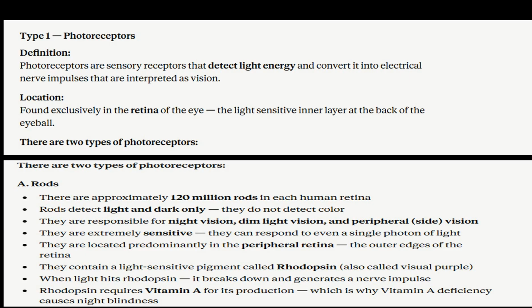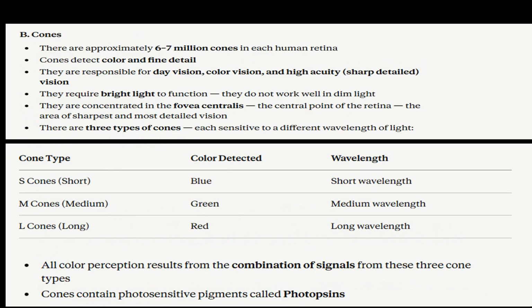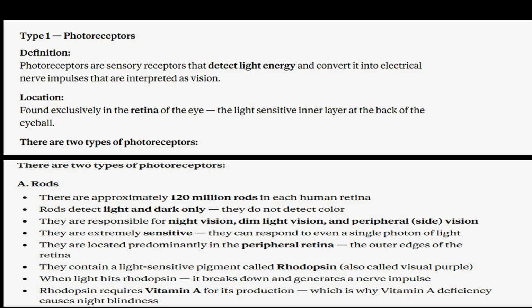Now the question comes, where do these photoreceptors reside? They are found exclusively in the retina of the eye, the light sensitive inner layer at the back of the eyeball. Okay, so that is the retina, right? And if we talk about the types of photoreceptors, there are two types: one is rods and another one is cones. Okay, so let's understand both types one by one.